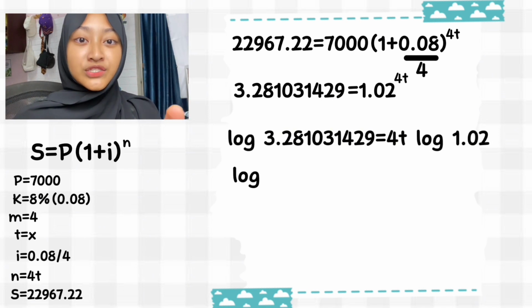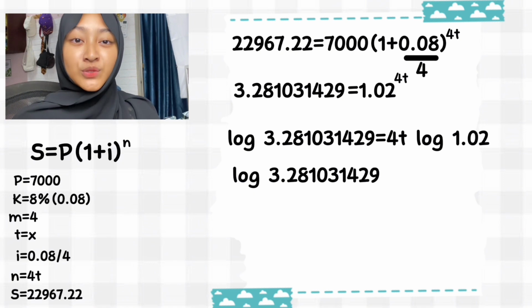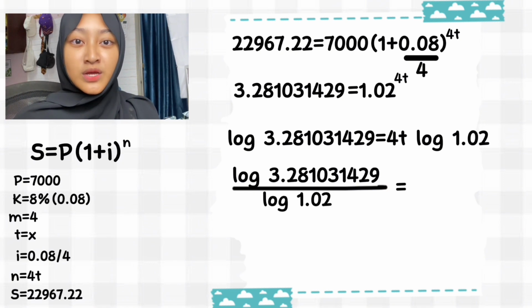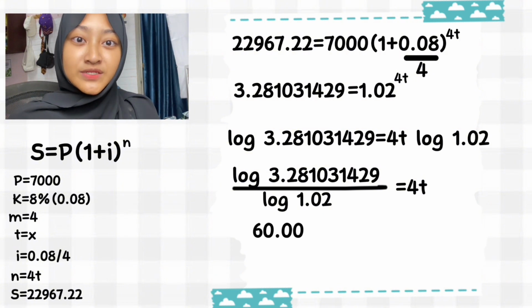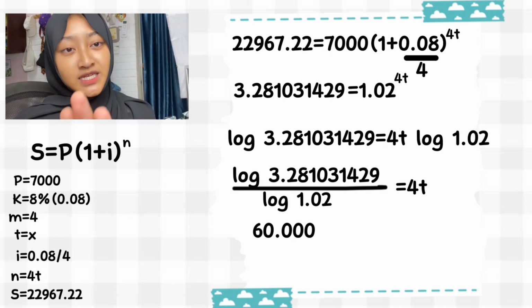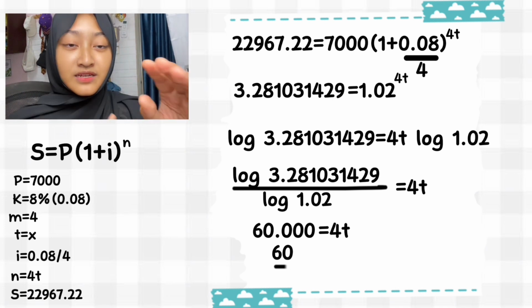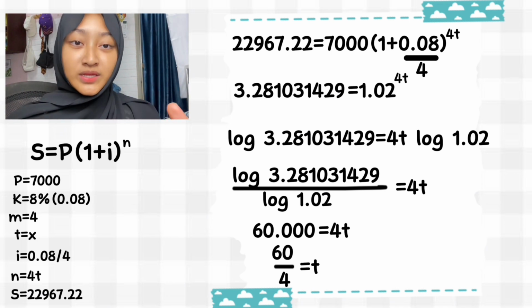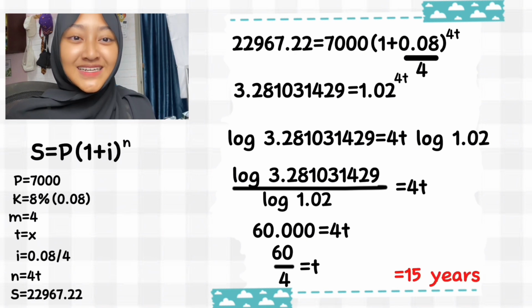So log 3.281031429 over log 1.02 equals 40. Lastly, it will be 60.0000, or we can just put it as 60. And this is not the last answer because we have 60 equals 4T. Next, 60 divided by 4 equals T. And last but not least, the answer will be 15 years. That is the final answer.